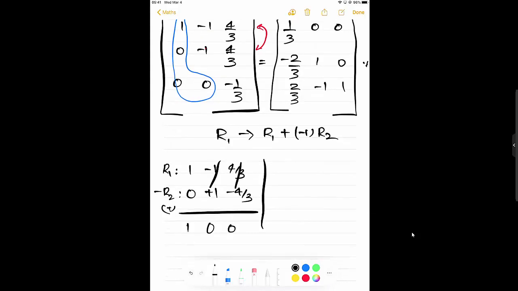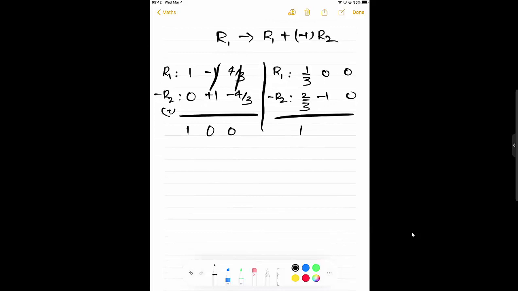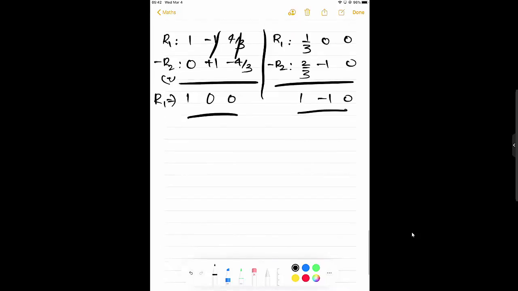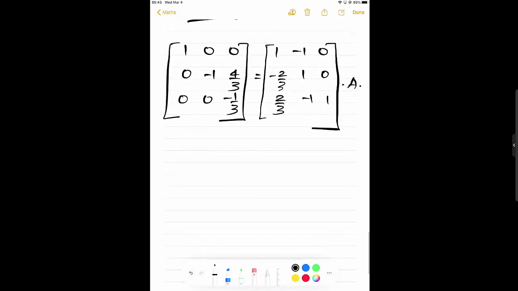Same way here also R1 minus R2. So minus R2, minus into minus, plus 2 by 3, minus 1, 0. If you do addition, the value will be 1, minus 1, 0, and this is R1. So the final matrix will be this, so we have implemented this rule. Now what we can do, once again common sense, either you can solve for this value or you can solve for this value, it is up to you. Since it's an easier number, I will go for the diagonal value.